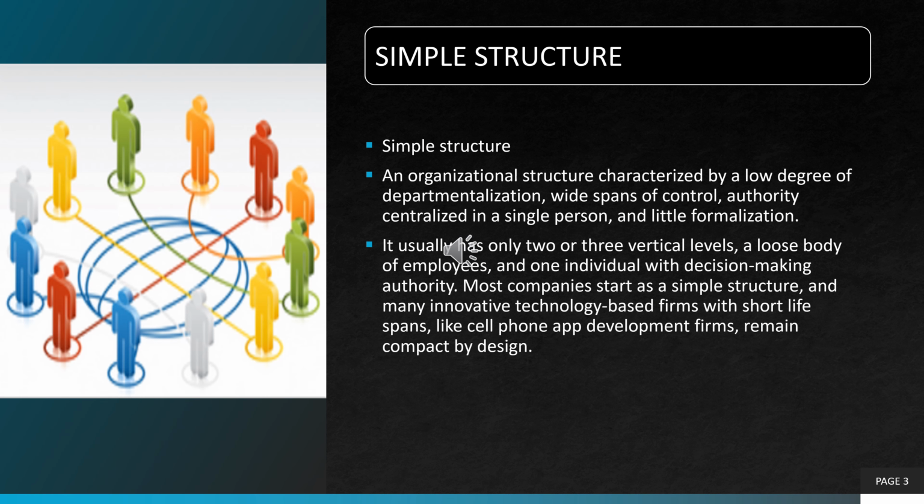Simple structure. A simple structure in an organization is characterized by a low degree of departmentalization, wide spans of control, authority centralized in a single person, and little formalization. It is a flat organization. It usually has 2 or 3 vertical levels, a loose body of employees, and one individual with decision making authority. Most companies start as a simple structure, and many innovative technology based firms with short lifespans, like cell phones and app development firms, remain compact by design.